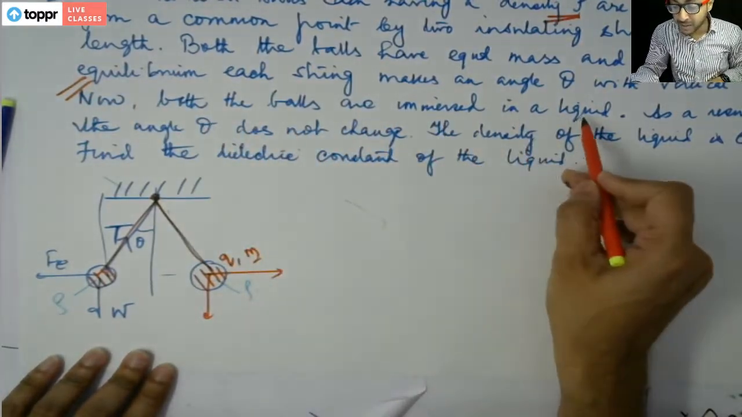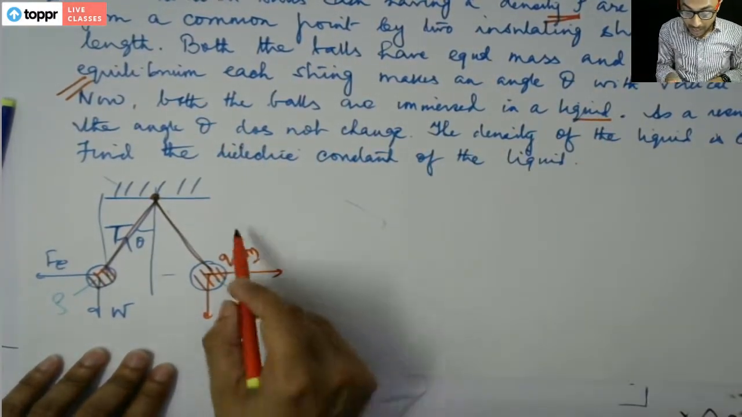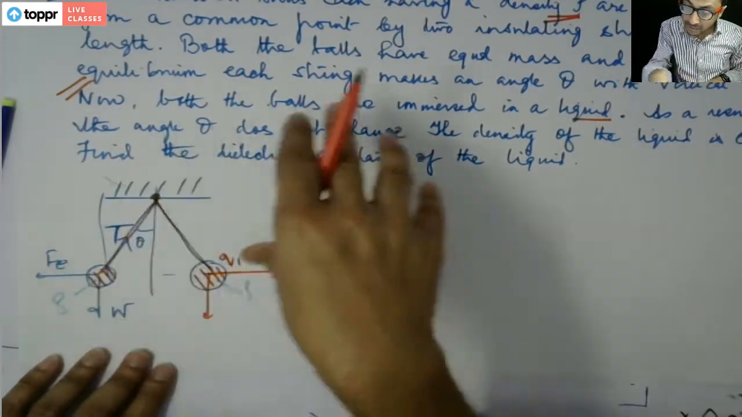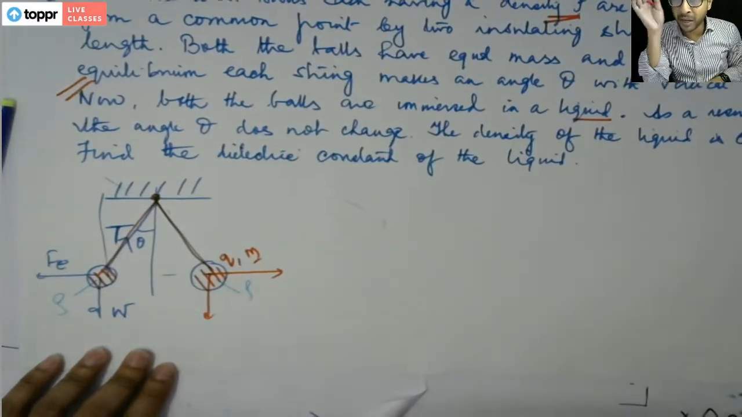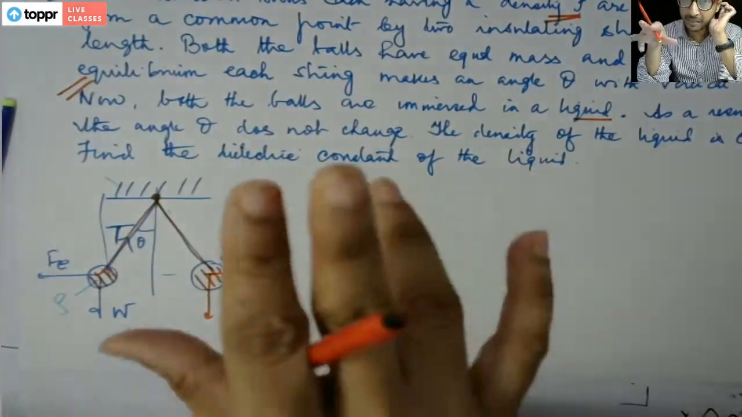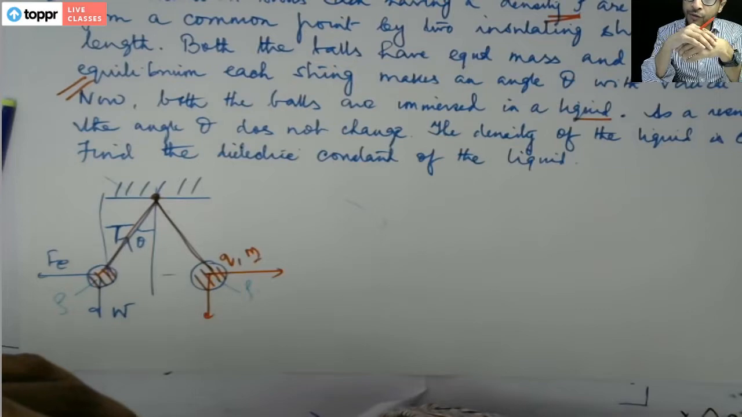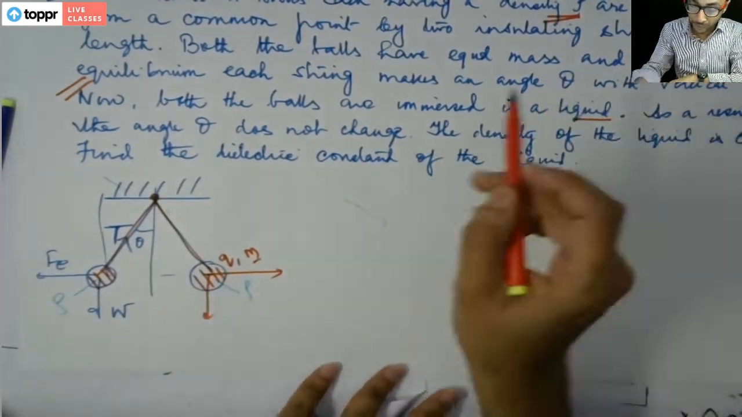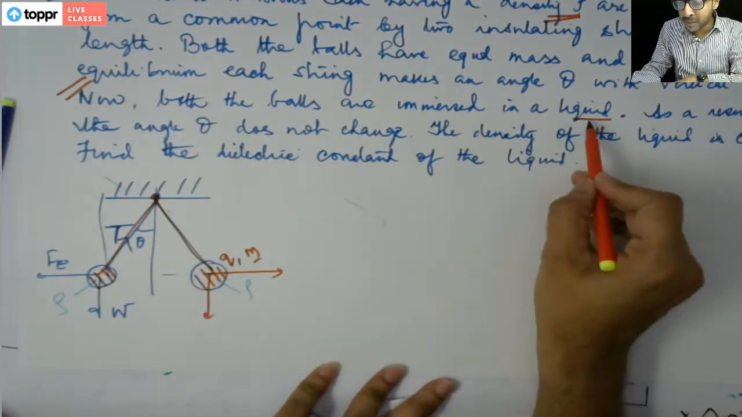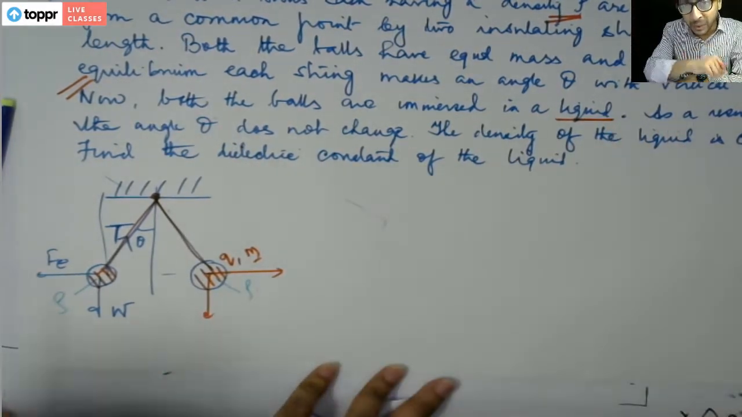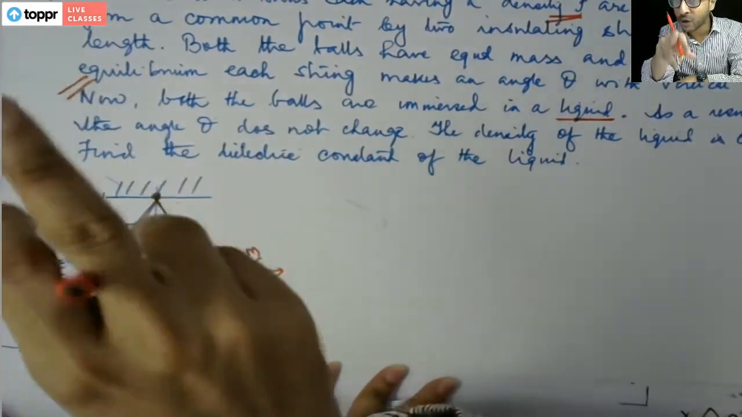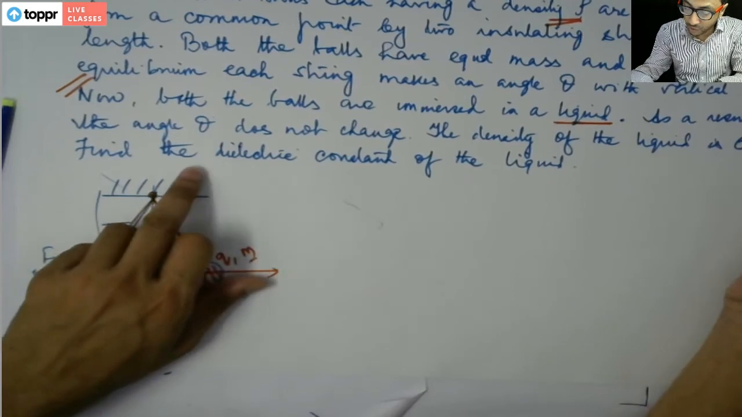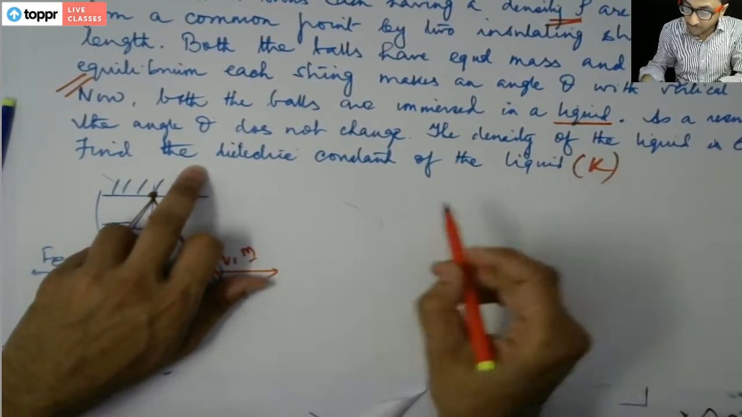Both the balls are immersed in a liquid. Now see, when the whole system is in free space, vacuum, air, free space, all are considered to be the same. There the electrostatic force constant is 1 by 4 pi epsilon 0. Now both the balls are immersed in a liquid. When they are immersed in a liquid, the dielectric constant K comes into account. So if the liquid has a dielectric constant, say K, we have to find that.